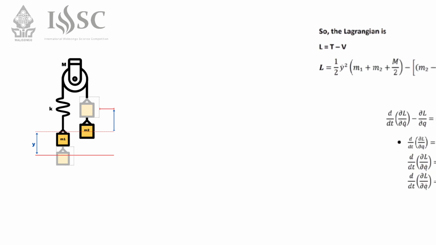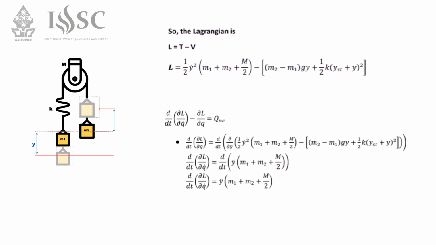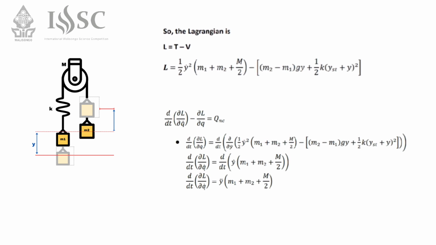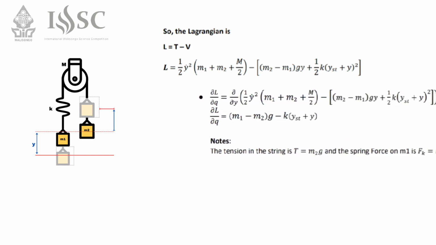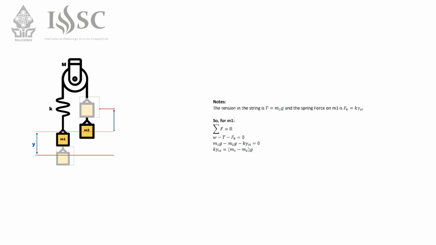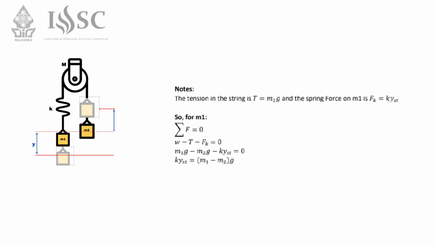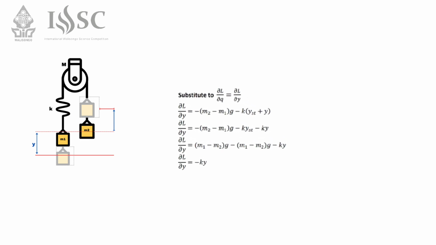Using Lagrange's equation like this, and also this has a non-conservative force because, as mentioned, there's a damper. For the first equation like this, and the second equation is like this. But we have to know the tension and the spring force of the system, like this. Note that for the second equation for M1, sigma F is like this. Let's substitute the equation for M1. We have like this. And we have minus k y for the second Lagrange equation.